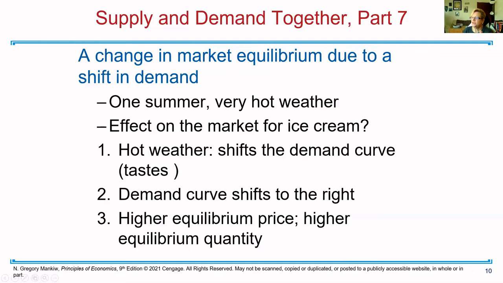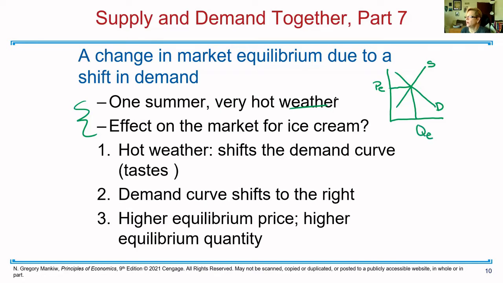All right, so a change in market equilibrium due to a shift in demand. Okay, one summer, we have very hot weather. What's going to be the effect on the market for ice cream? Well, all right, so let's just look at this. I'm not even going to look at the answers for a moment. Okay, weather. Would weather change demand? Yes, that would be tastes and preferences. So I'm going to draw my demand curve. I'm going to draw my supply curve because I need to start somewhere. And I'm going to start at price equilibrium and quantity equilibrium.